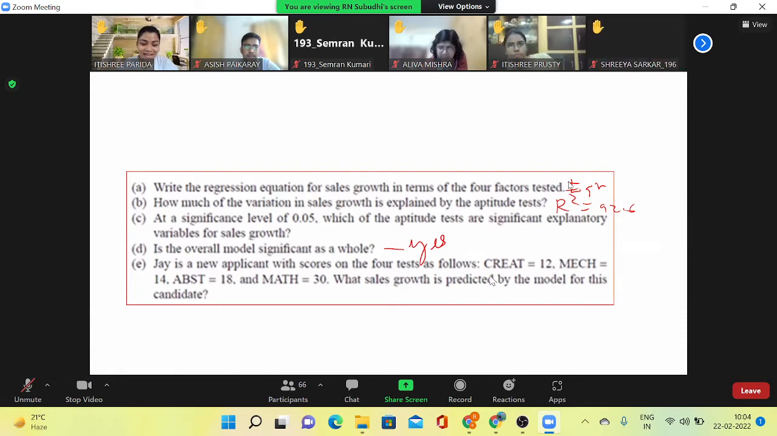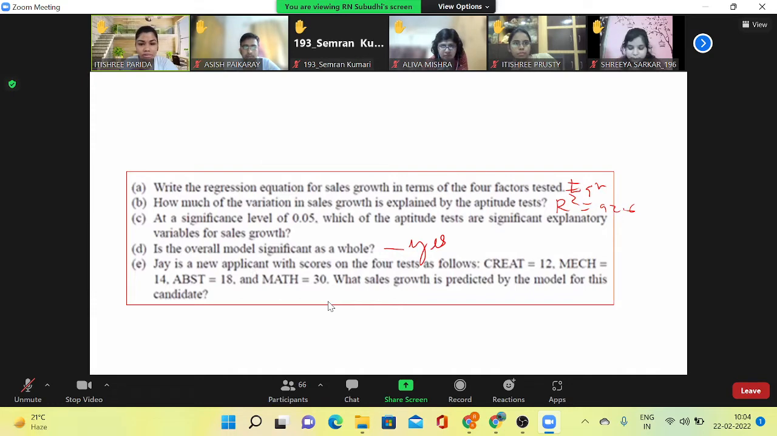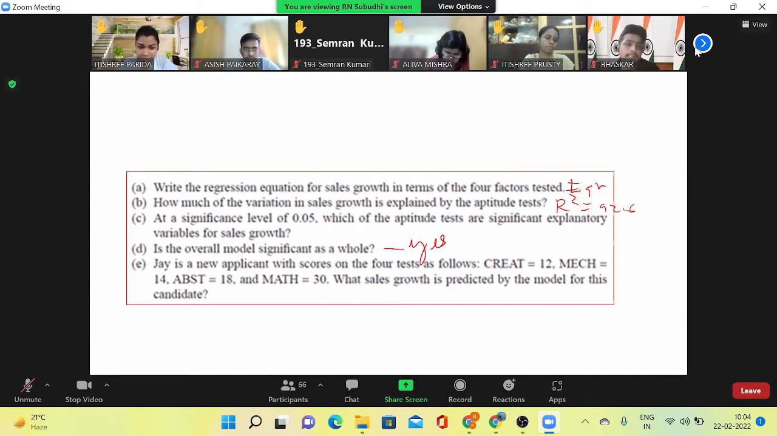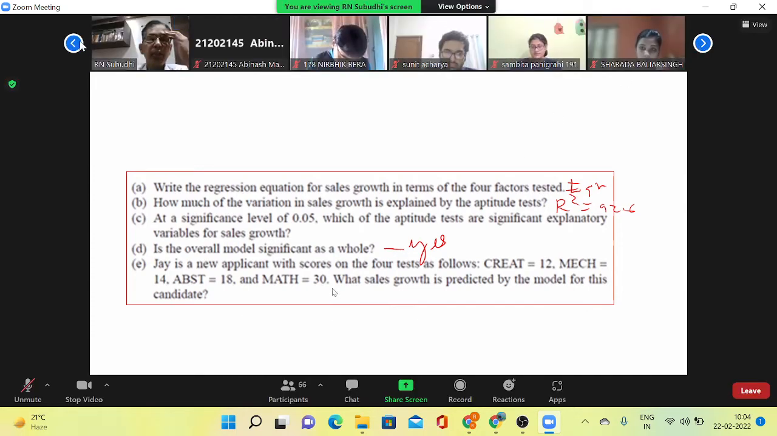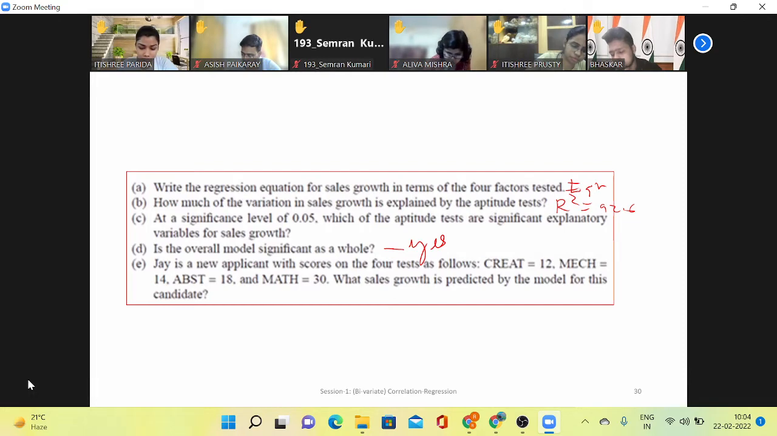Yes, sir. Sir, in the last bit we need to calculate the predicted sales growth. If the create value is 12 and the values are already given, then we only need to calculate the sales growth. Are you suggesting we use the equation from the first bit A? Yes, sir. In that equation you put these numerical values. Yes, sir. We can put 70.01 plus 422. All of you calculate it now. 0.271. Sir, 104.96.